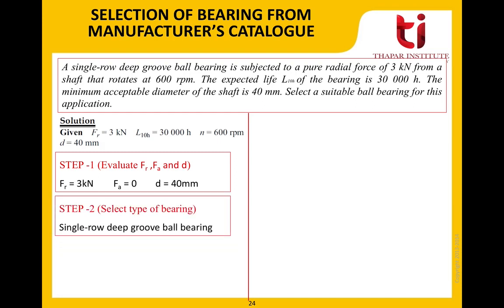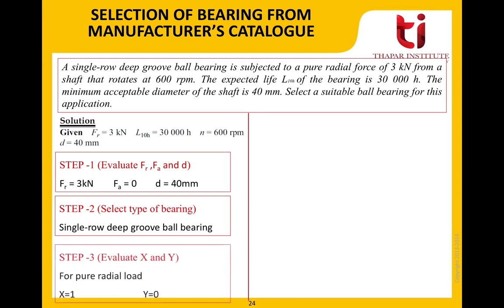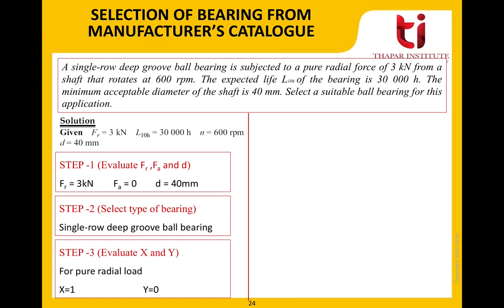Step 2 is to select the type of bearing. Again, the type of the bearing is already specified in the first line of the question, that is, a single row deep groove ball bearing. Step 3 was to evaluate X and Y. Now in the question we are already provided that it is pure radial load. So Y is equal to 0 and X is equal to 1.